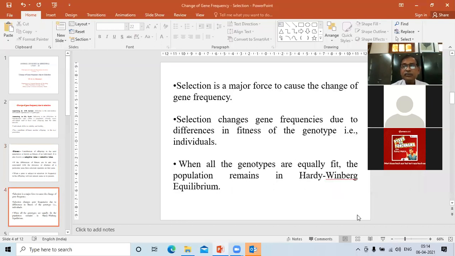Next, selection is a major force to cause the change of gene frequency. So selection changes gene frequency due to differences in fitness that I have already explained. And when all genotypes are equally fit, the population remains in Hardy-Weinberg equilibrium. If all genotypes contribute an equal number of offspring to the next generation, then we say the population is in Hardy-Weinberg equilibrium. That means gene frequency and genotype frequency tend to remain constant in subsequent generations.